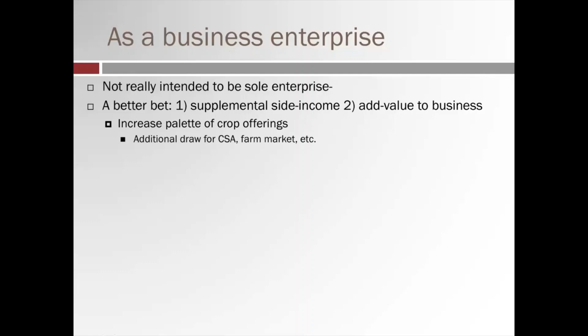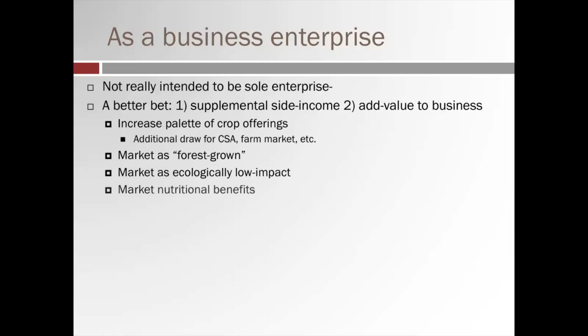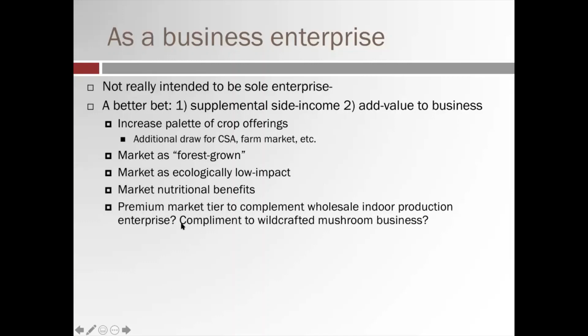Some options for this: if you had a CSA, you could increase your palette of crop offerings, or if you had a farm market, and so on. Market as forest grown, so a premium market. You can market as ecologically low impact, which I'm going to get into in a sec. You could market the nutritional benefits. If you had a wholesale indoor mushroom production enterprise, or a wildcrafted mushroom business, it might be a complement to that business, either as a premium market tier or some other kind of tier.